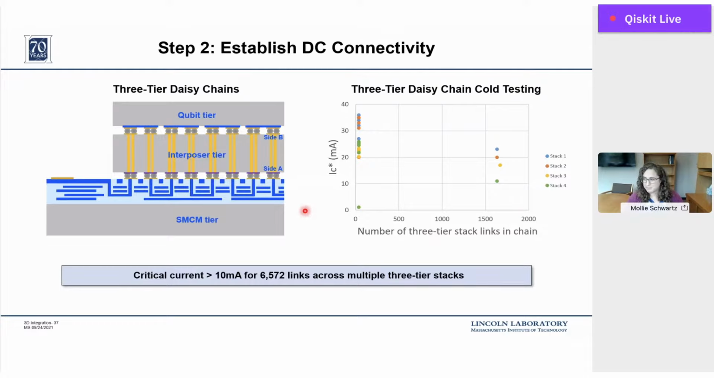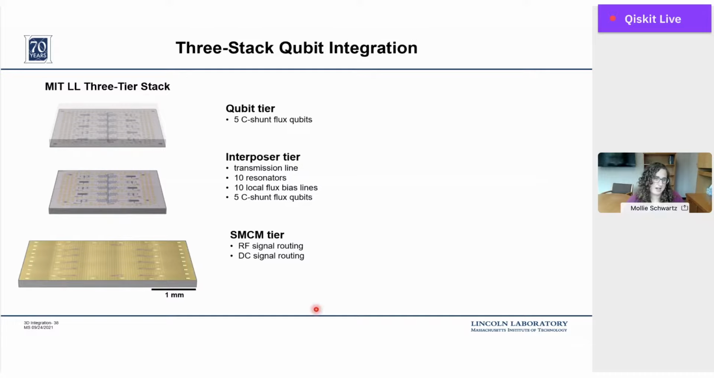And so now the next step is to integrate with qubits. So we're going to do that. We have on the SMCM tier both microwave and DC signal routing, because we want to check on both of those. And then on the interposer tier, we have most of our readout and control. So we have 10 resonators, we have all of our local flux bias lines, and we have 5 C-shunt flux qubits that are on the qubit tier facing side of this chip.